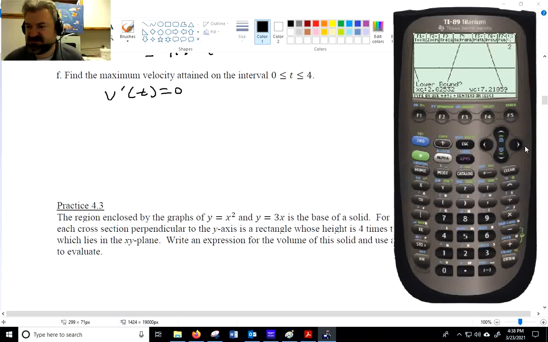All right, let's see here. Where is my little spider guy, little cursor? Can't find it. I think it's down here somewhere. Nope, it's up there.